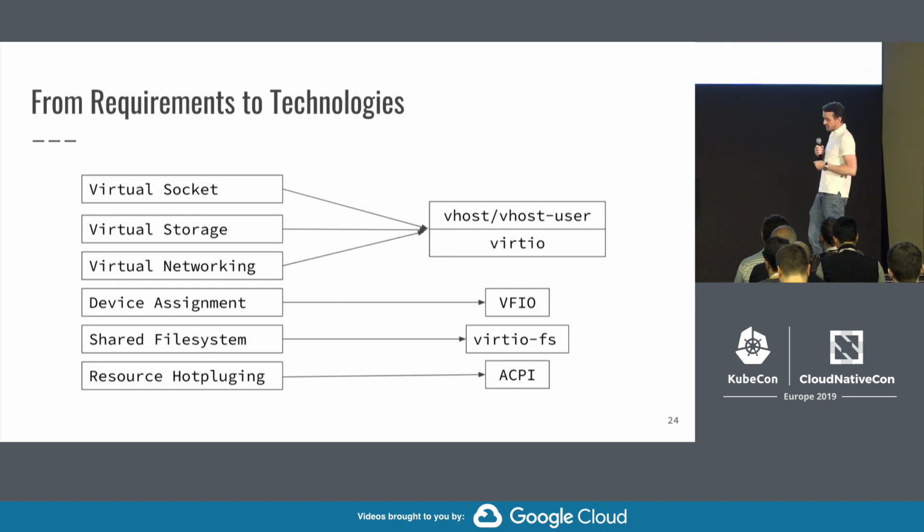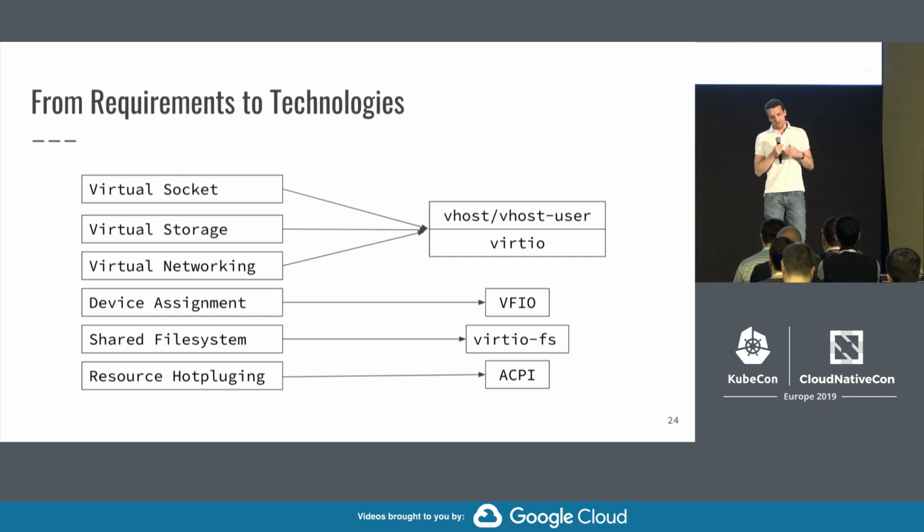How does that translate into actual virtual machine and hardware virtualization software technologies? For the virtual socket, storage and networking, well, essentially you're going to need para-virtualized implementations. The typical way to do this in Linux is VirtIO, or maybe vhost-user, which is a user space implementation, well, not user space, but a deferred implementation of VirtIO, where you have separate device emulation. For direct device assignment, we're going to need a VFIO implementation.